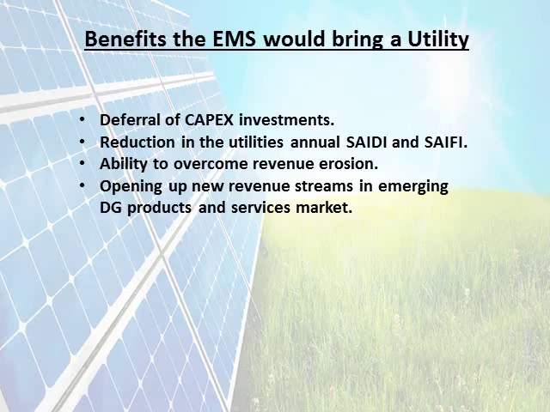the need for network augmentation, and a reduction in the utility's annual System Average Interruption Duration Index, as well as their System Average Interruption Frequency Index. This could potentially be achieved by dispatching a number of generators during an outage to operate as an islanded microgrid, or by simply supplying loads via energy storage units during outages. Other benefits include the ability to overcome revenue erosion by feeding electricity back into the grid at a higher price than wholesale. And finally, the utility would be opening up an entirely new revenue stream in the emerging DG products and services market that wasn't previously available to them.